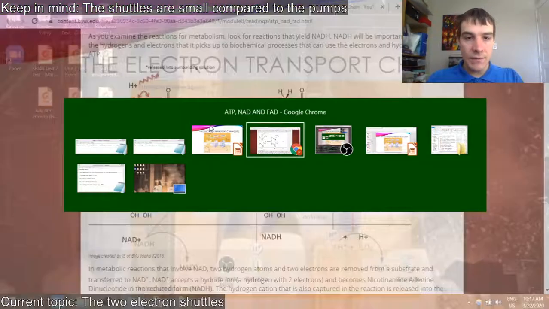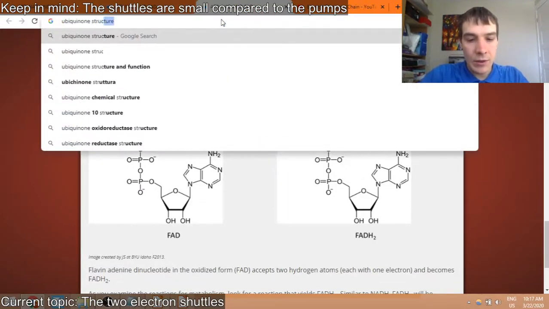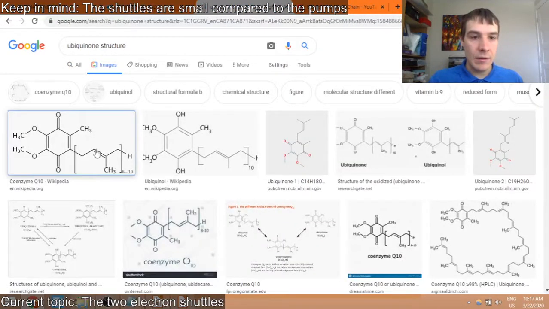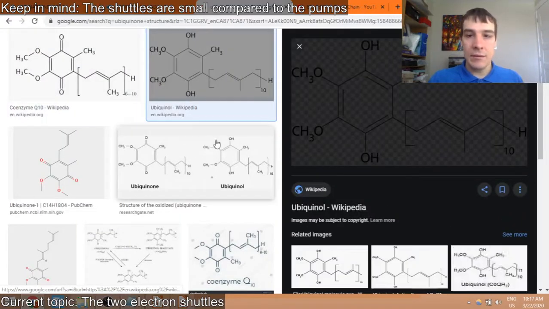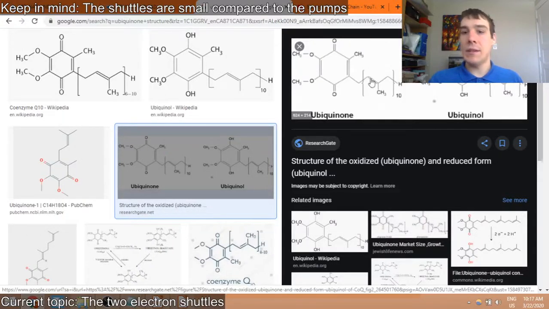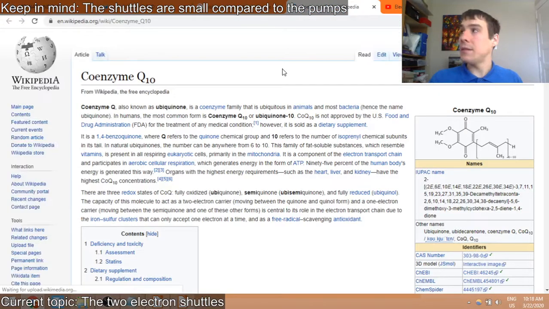And you know what? I think I should just find a structure of it. Ubiquinone structure. All right, here's ubiquinone. That's a good picture of it. This repeats, so it's actually a long chain here, but it's a lot smaller than something like a protein. So you can see that it's going to be very short. Ubiquinone also has a different name, which Wikipedia nicely has here, coenzyme Q10.